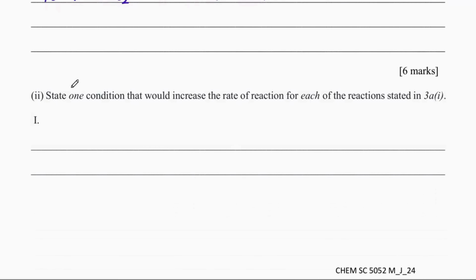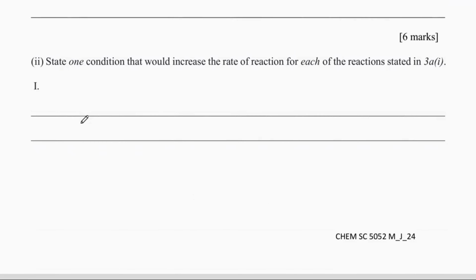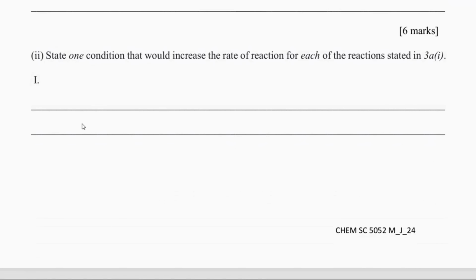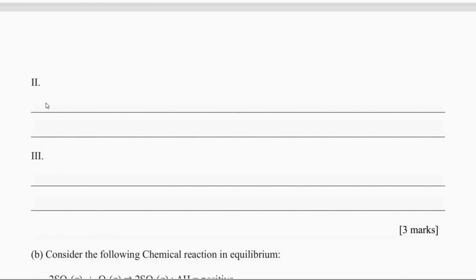Now, the next question is: state one condition that would increase the rate of reaction for each of the reactions stated in 2A. So one, we have increased temperature. And the next ones, we have increased concentration and increased surface area.